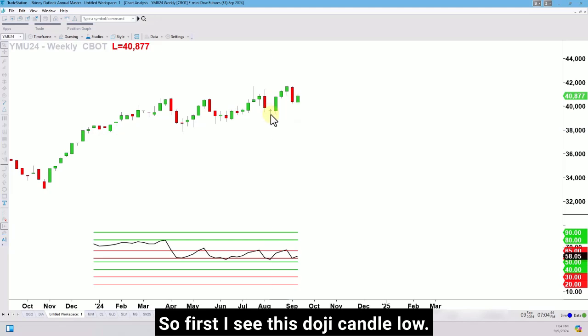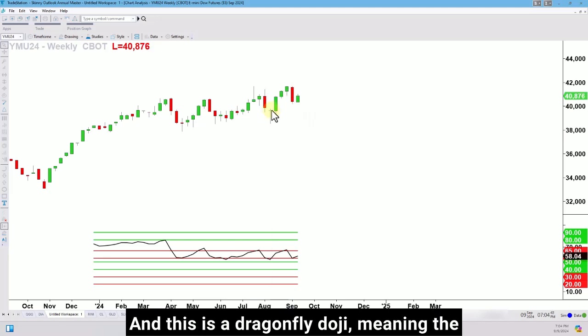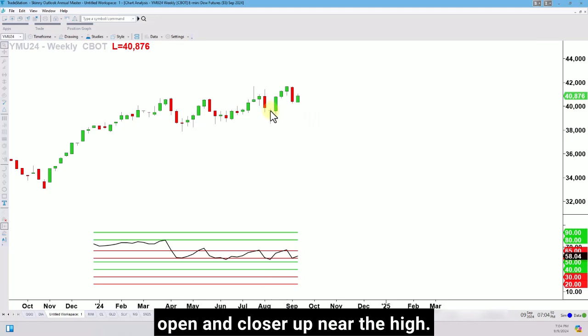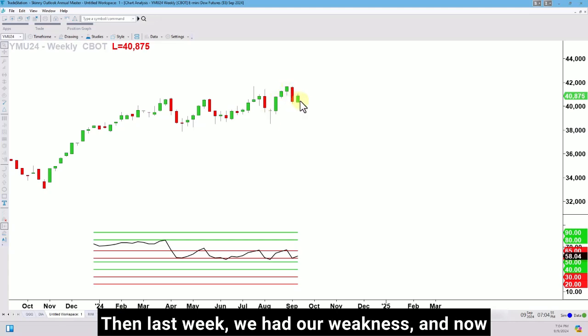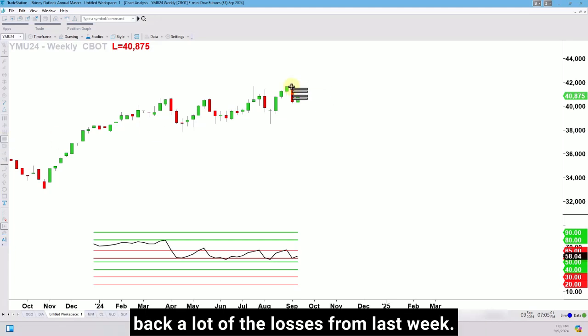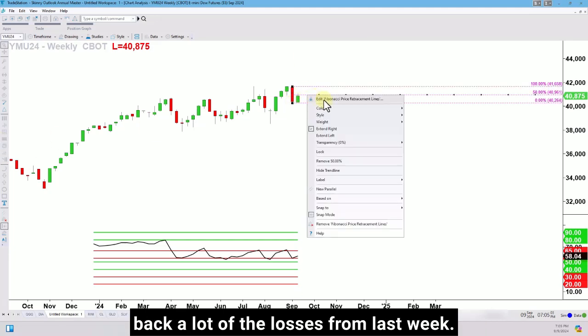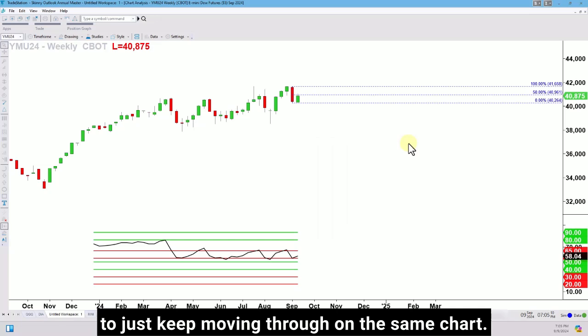First I see this doji candle low, and this is a dragonfly doji, meaning the open and close are up near the high. You can see we got a lift off of that. Then last week we had our weakness, and now we have a one-day session that's already taken back a lot of the losses from last week. That's what this little line here is going to represent, okay? For the purposes of this analysis, I'm going to just keep moving through on the same chart.